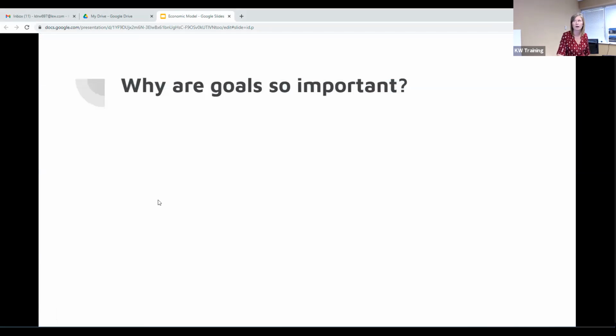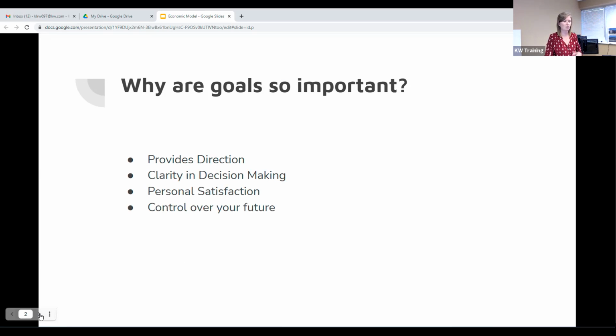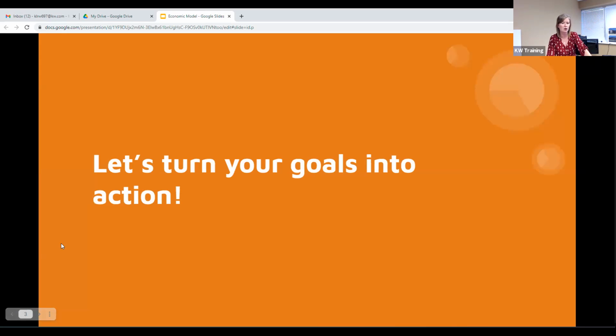Okay, why are goals so important? Anybody? So you know what you're working towards. Keep you focused. Motivated. Provides direction. Clarity in decision making. Personal satisfaction. Who loves crushing a goal? I do. Control over your future. Do you let things happen to you, or do you create what that's going to be? So our goal here is to make sure that we're turning those goals into action.